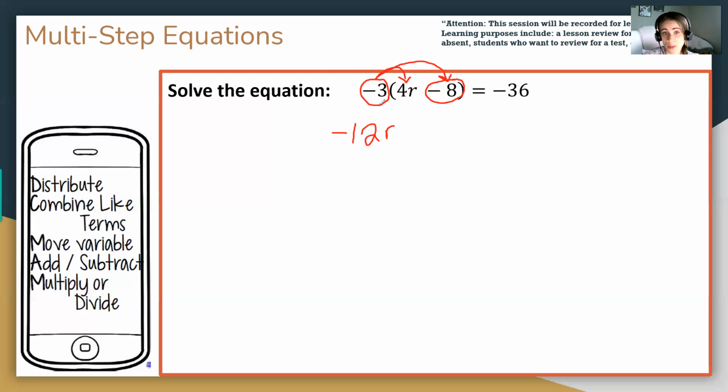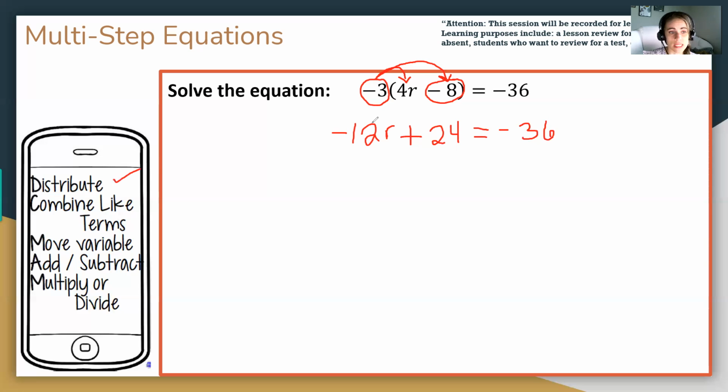All right, with that being said, that means these numbers have the same sign. I have a negative 3 and a negative 8. When multiplying and dividing, if they have the same sign, your answer is positive. You will have a positive 24. And then I don't need to distribute to anything else because you only distribute to what's inside the parentheses. So we'll bring down our equals negative 36.